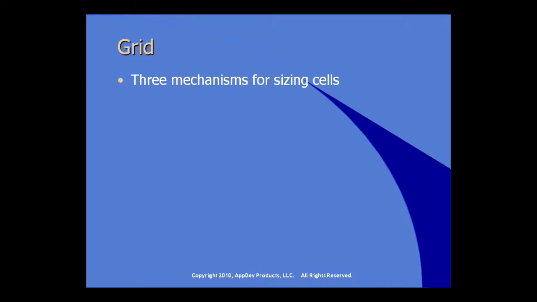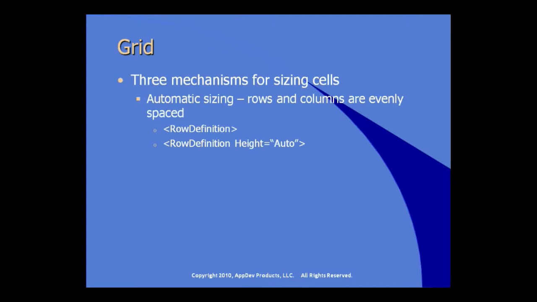There are three mechanisms you can use for sizing cells in a grid. You can use automatic sizing, and in that case rows and columns will be evenly spaced. And there are two ways you can specify this in your XAML. You can set the height property of the row definition to auto, or you can leave it off, because automatic sizing is the default. You can use absolute sizing where you specify a particular size. So in this example, we've specified that we want this particular row to be 50 pixels high.